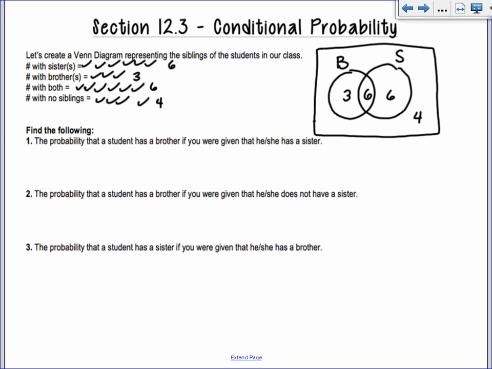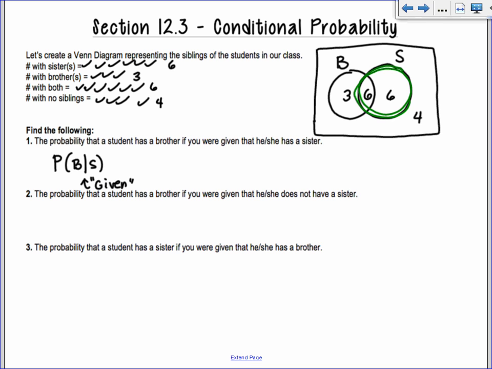Our question says, the probability that a student has a brother given that he or she has a sister. Whenever we say given, we just draw a straight vertical line, read as given that they have a sister. So brother, given, sister. We are told that they have a sister, so we're automatically in this circle right here. We only have 12 people in the class that have a sister.